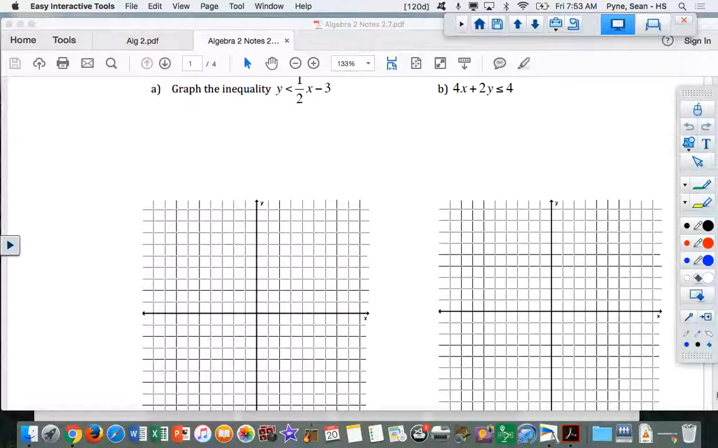So we're going to graph the inequality y is less than 1/2 x minus 3. So again, the first thing we always want to make sure is my y alone? Yeah. So I can plot my y-intercept, -3. 1, 2, 3. Guys, you will need graph paper for this entire section. So make sure you grab some.